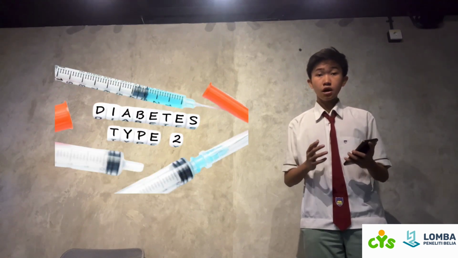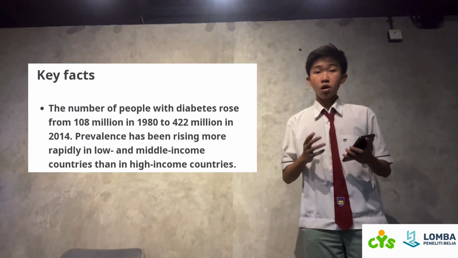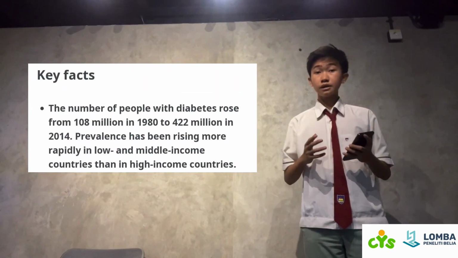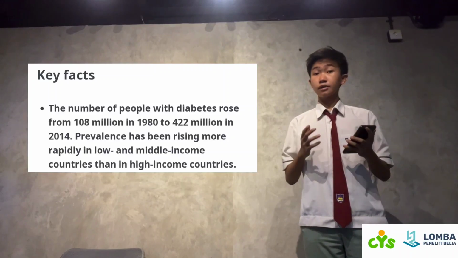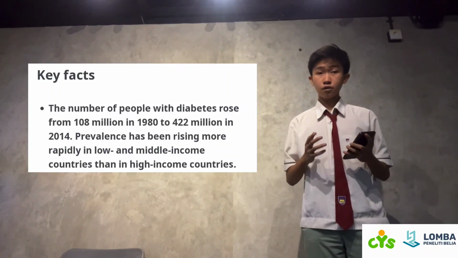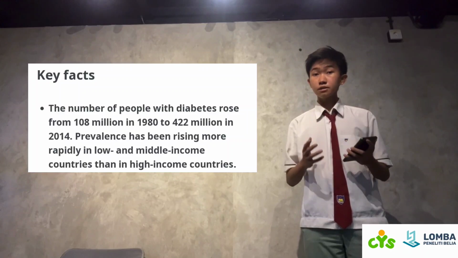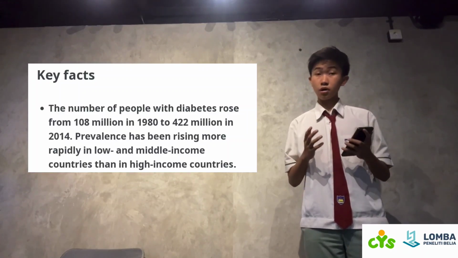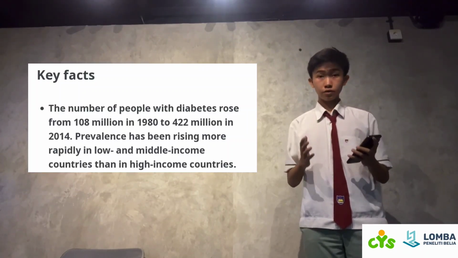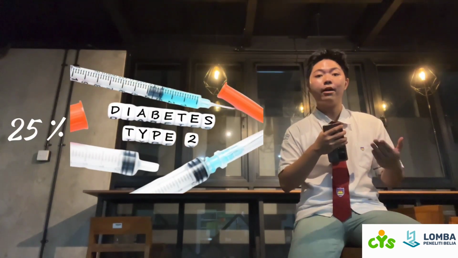Hypoglycemia is especially common in patients with type 2 diabetes, often caused by hyperinsulinism. WHO claimed that the number of people with diabetes rose from 108 million in 1980 to 422 million in 2014. Prevalence has been rising more rapidly in low and middle income countries than in high income countries. The rapid rise of diabetes directly correlates to the rise of hypoglycemia, as about 25% of people suffering from type 2 diabetes might have or have suffered from hypoglycemia too.